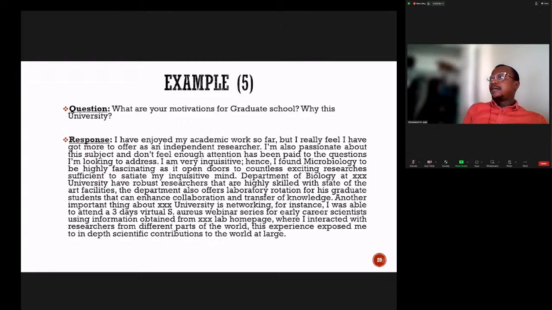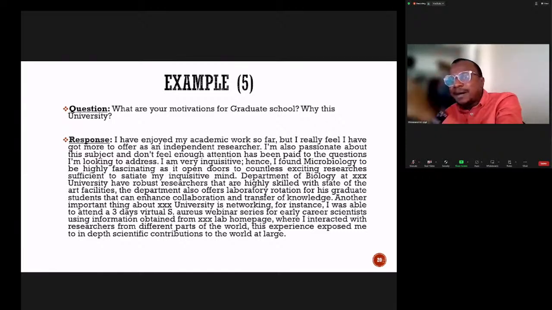For example, "state-of-the-art facilities." I don't like to be seeing that thing again, and the reason is not far-fetched. Most universities in the United States have state-of-the-art facilities. So if you are saying that that's the reason you are choosing that university, there are hundreds of universities that have state-of-the-art facilities. You must pick something unique about that particular university.